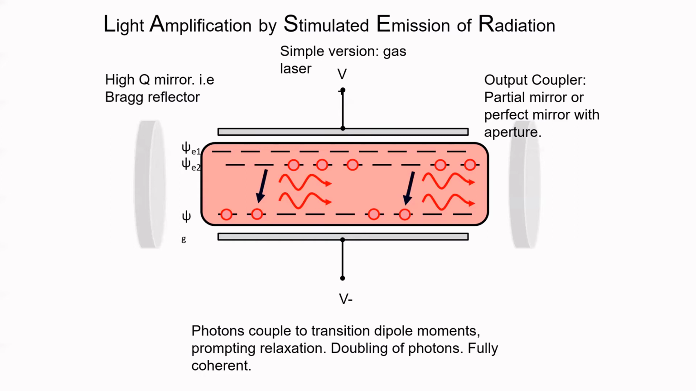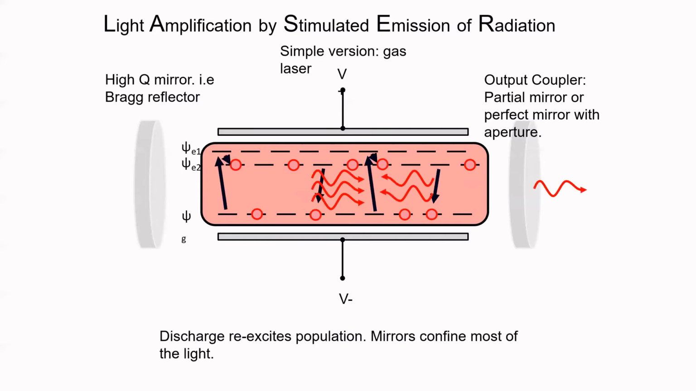Now, because the stimulated photon is in the same phase, and obviously the same energy as the original photon that did the stimulating, those 2 photons are now the same frequency, same wavelength, and in phase with each other. That process continues, and those photons rattle along our gas.